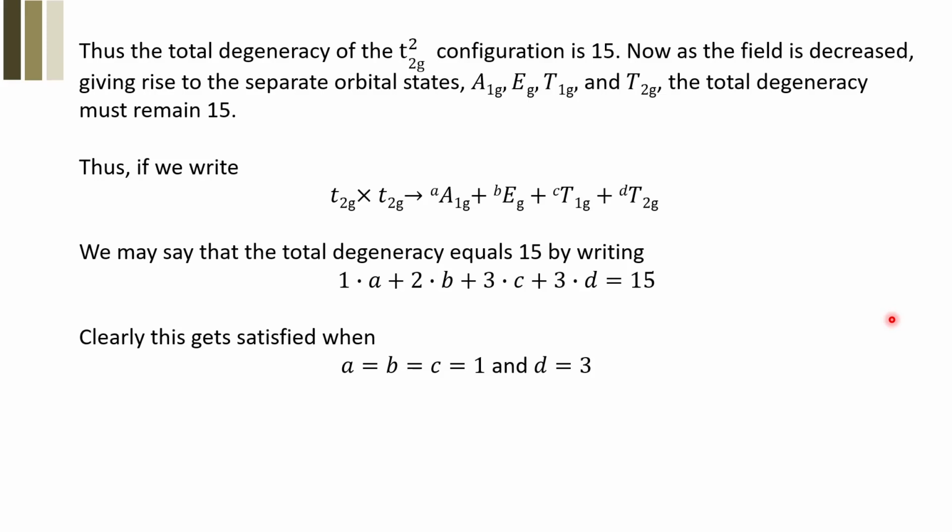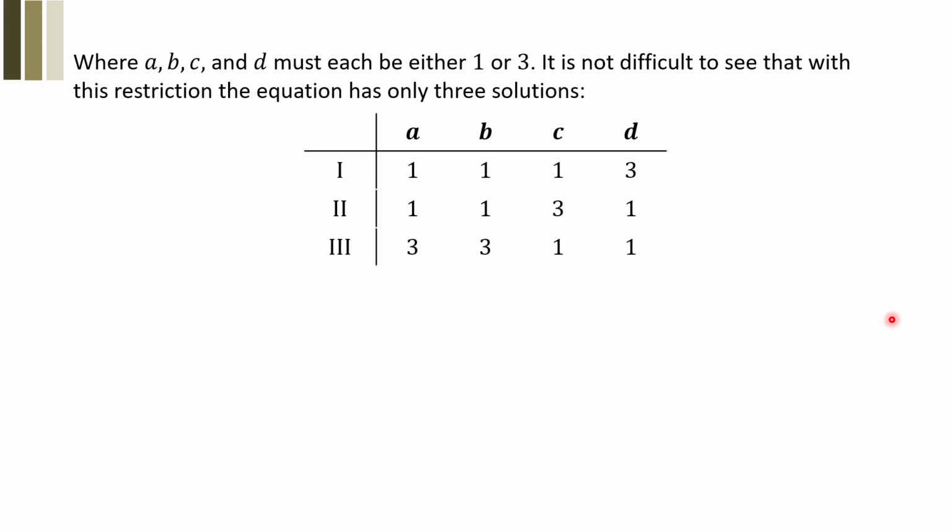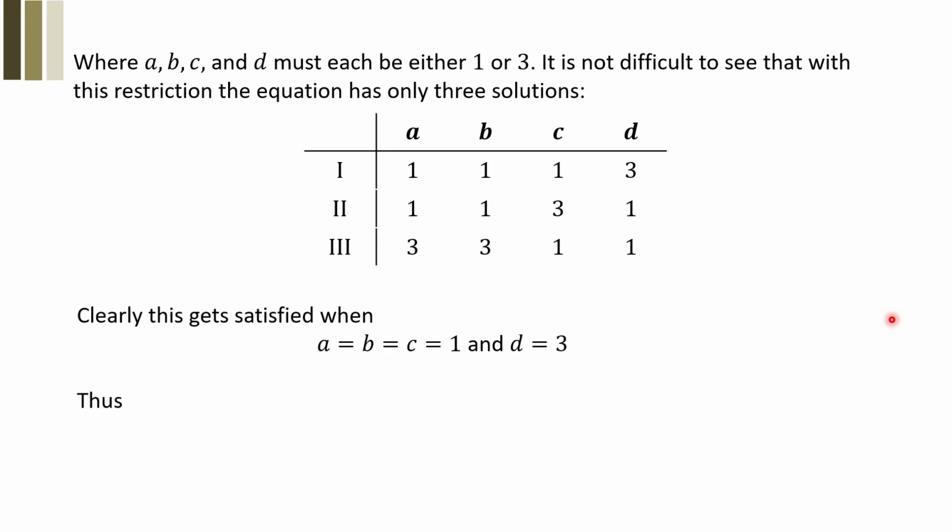So if we are saying that ABC is 1 and D is 3, so 1A1g, 1Eg, 1T1g, and 3T2g are the possibilities. The possibilities are 15, and there are of course 3 other solutions. Either A, B, C or D has 1, 1, 3 values, or 1, 1, 3, 1 values, or 3, 3, 1, 1 values. But in that case, the 15 states are not going to be possible. So we are left with only the option with ABC equal to 1, D being equal to 3. And in such a case, this configuration would fortunately give us 1A1g plus 1Eg plus 1T1g plus 3T2g.